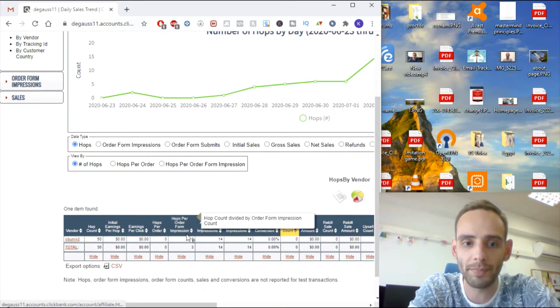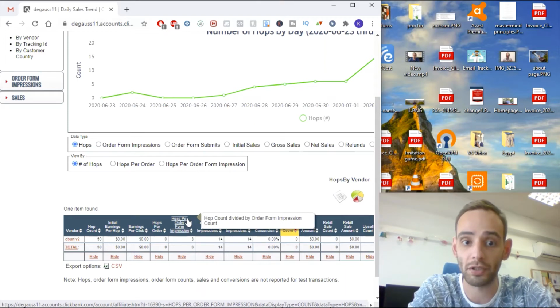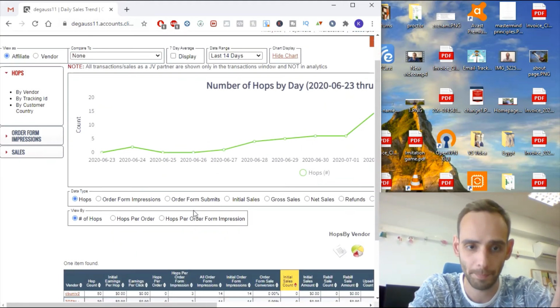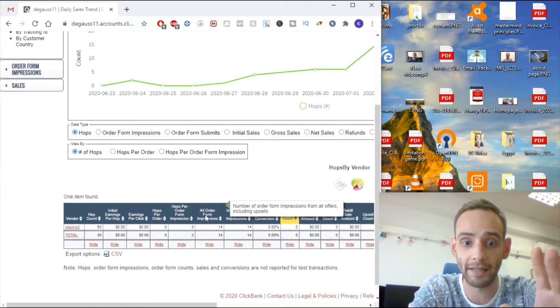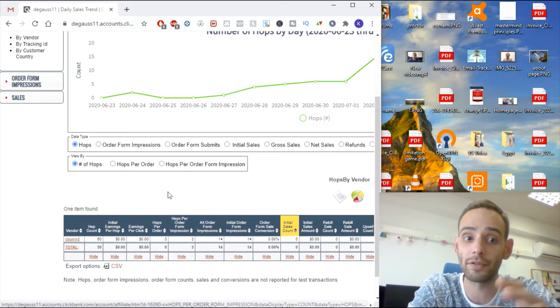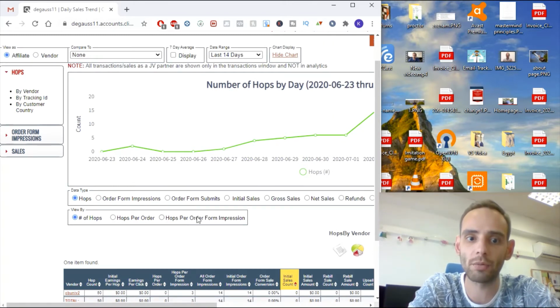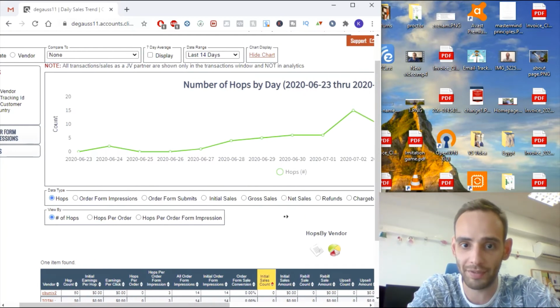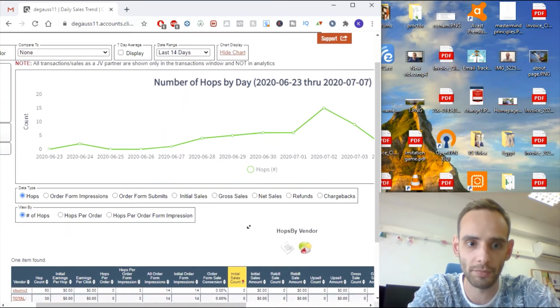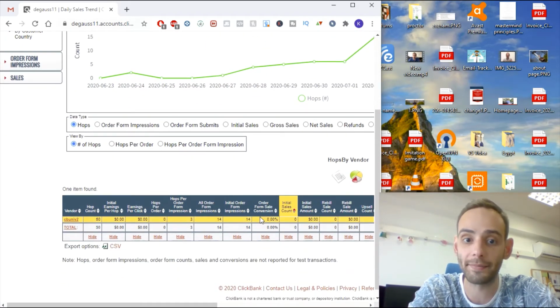Now hops per order form impression is hop count divided by order form impression count. It's probably better to just go through the main things that this table is using. We have hops, order form impressions, and order form submits. We're not going to worry too much about sales, refunds, and chargebacks. These three are mainly important to understand the table over here.